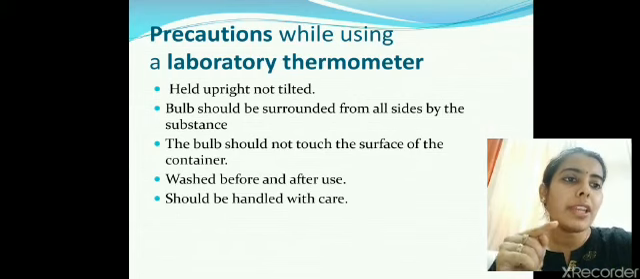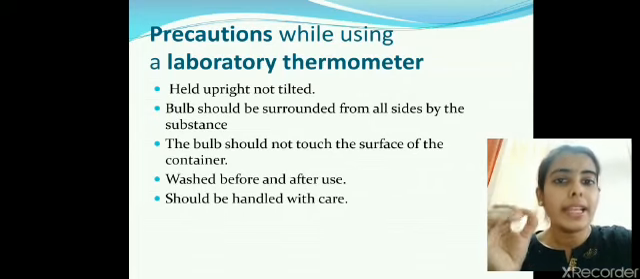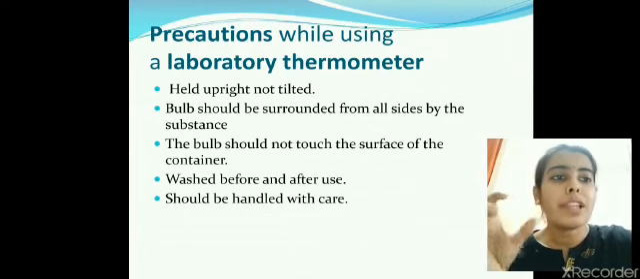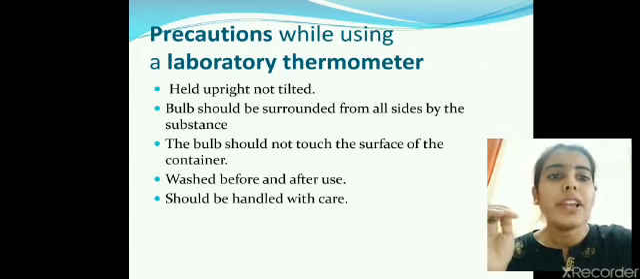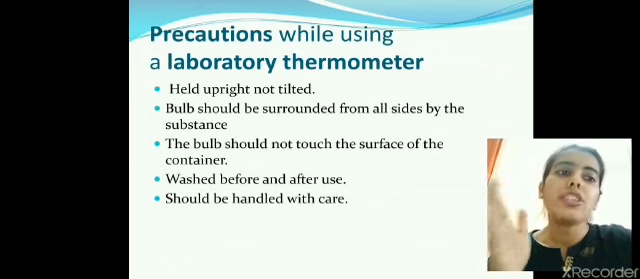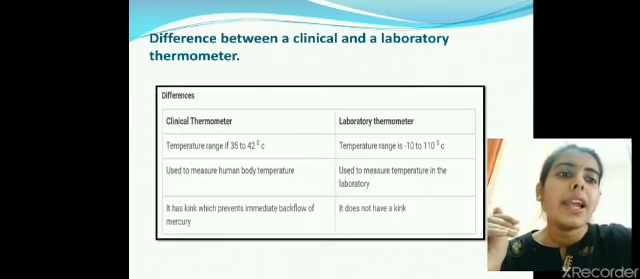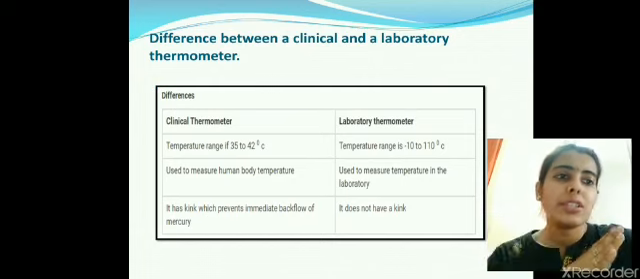That is why, when the readings are to be taken, the laboratory thermometer is completely immersed in the substance. It should be held straight. It should not touch the walls of the container because it will impact the reading. And there in the substance itself you should take the reading. It is not taken out and then read. These are the differences. First, as I told you, it doesn't have a kink. Laboratory thermometers don't have a kink.